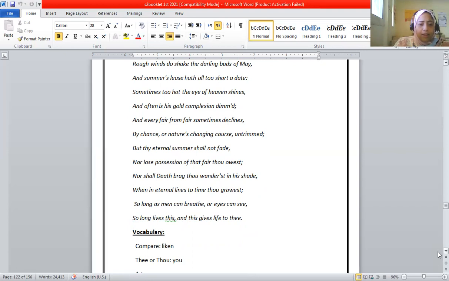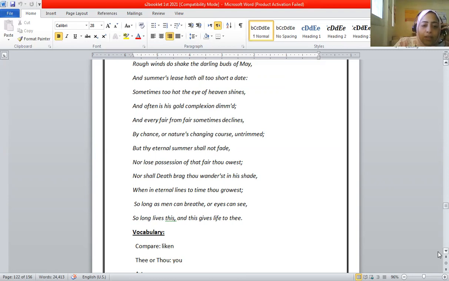So he's telling her here, even death can never change your beauty. Nothing will change your beauty, even death. It is an exaggeration, because nothing stays as it is after death, nothing stays at all after death. But it's kind of an acceptable exaggeration for the sake of love.